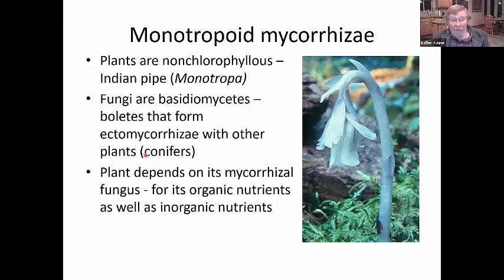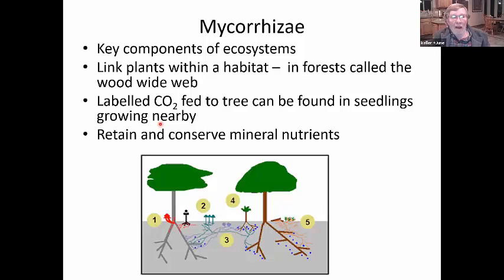And so then we have the fungus acting as an intermediary to take organic nutrients from the conifer and pass it to itself, and then pass some of it on to the Monotropa, as well as inorganic nutrients that the fungus takes up. So there's a case where the plant actually parasitizes the fungus, which is getting its stuff from the other plant. So, okay, mycorrhizae then are key components of ecosystems. I think hopefully we know that by now.